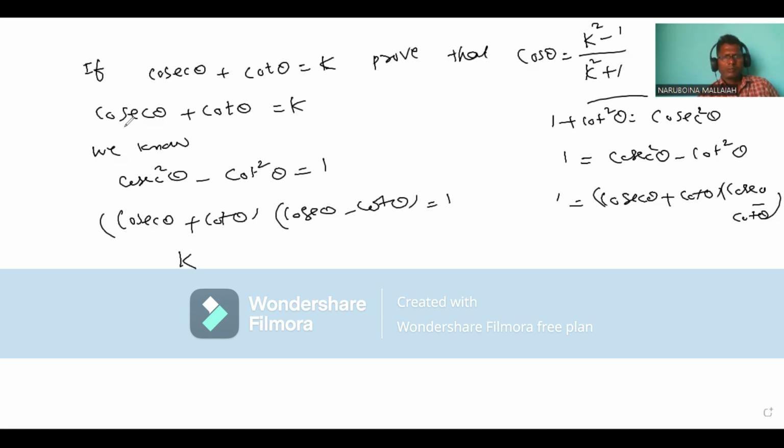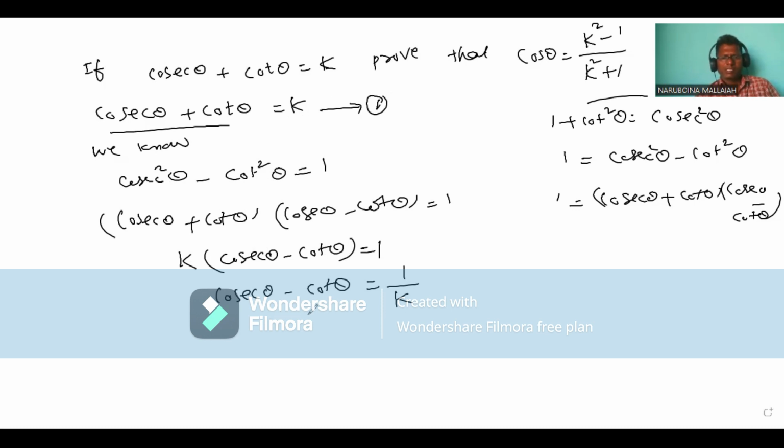Now in the place of cosecant theta plus cot theta, we can write k. It is given cosecant theta plus cot theta is k, so I wrote here k. Then cosecant theta minus cot theta is equal to 1. From this, cosecant theta minus cot theta is equal to 1 by k, since k goes to this side. Say this first, cosecant theta plus cot theta is equal to k, that is equation 1, and cosecant theta minus cot theta is equation 2. Now we have to solve these two equations.